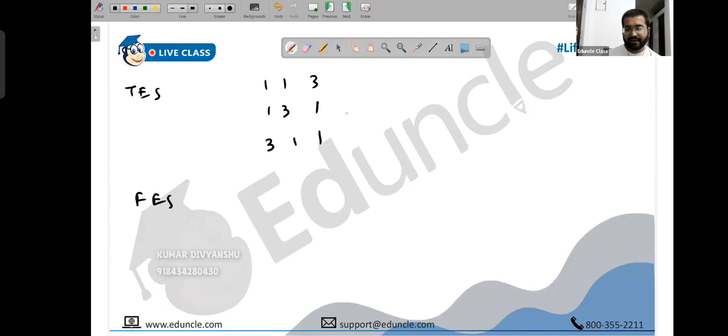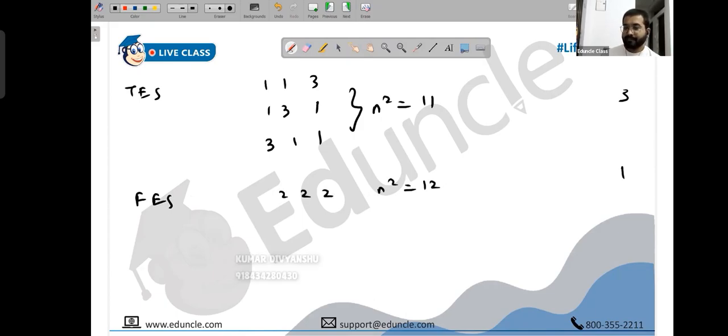Similarly, for the third excited state, the sum is 11, and degeneracy is 3. The fourth excited state is 2 2 2, because n square becomes 12. This is non-degenerate.